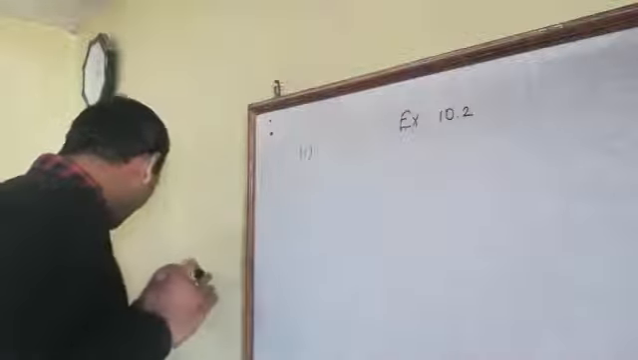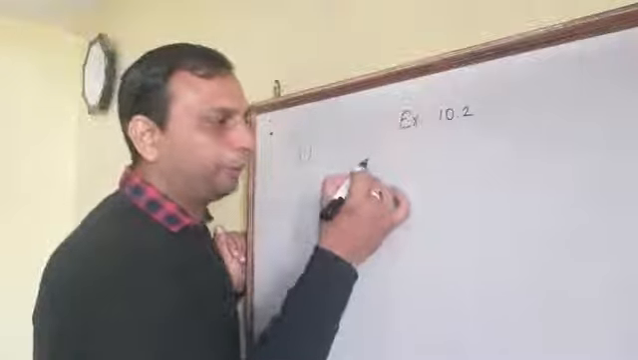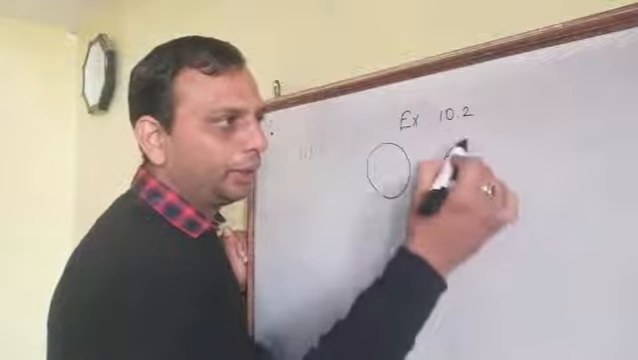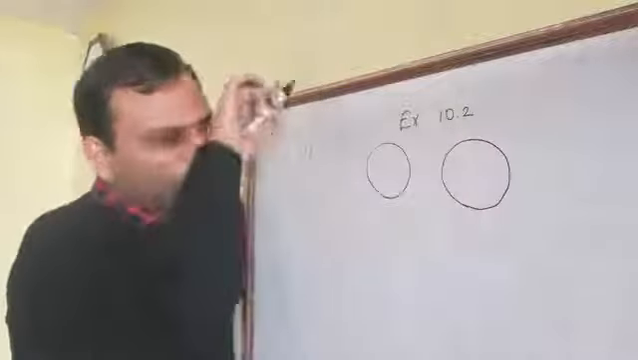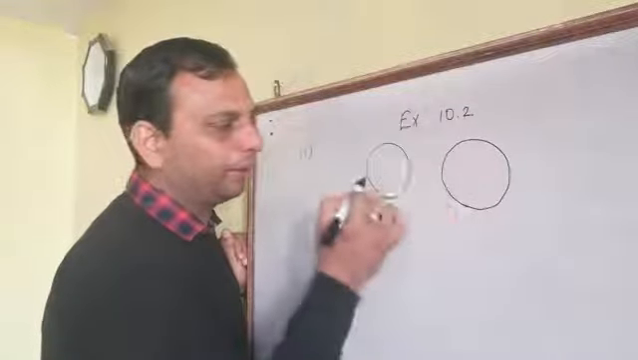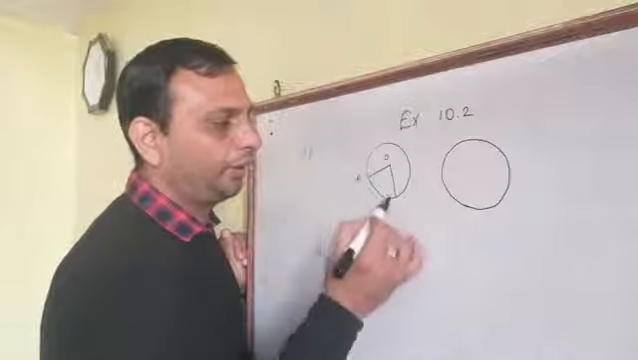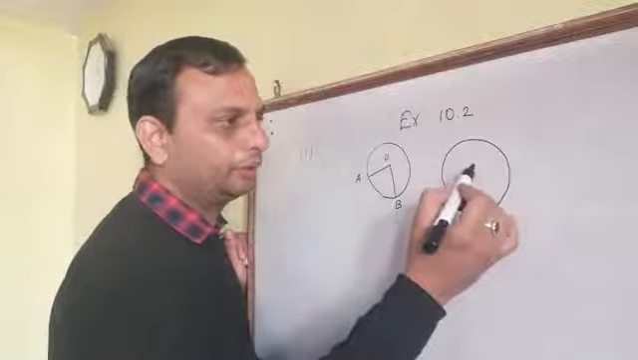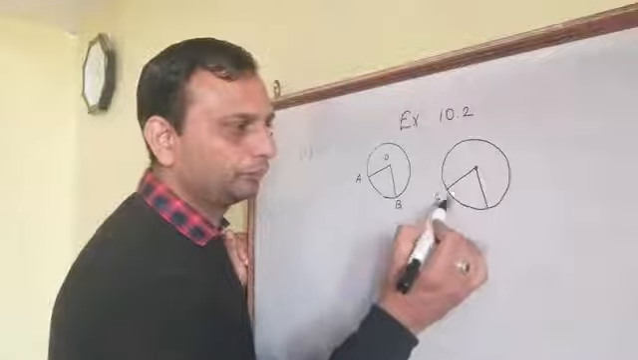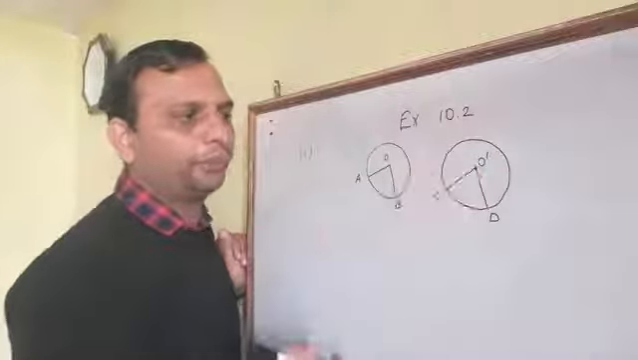What is asked is: prove that equal chords of concurrent circles subtend equal angles at the center. That means we have to make two circles, and I am making them to help understand this question. Now these two circles are there. Suppose these two circles have the same radius, A, B. And I am taking here O dash. Or if you don't want to take O dash, you can take another point.